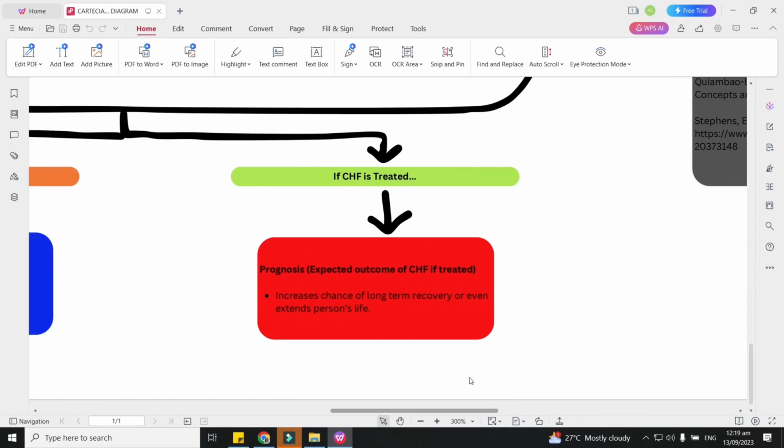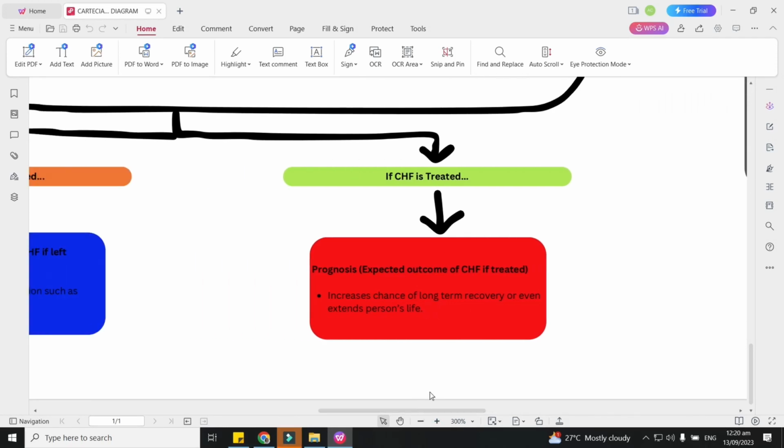But if the family member and the patient go for treatment, the prognosis, or the expected outcome, increases the chance of long-term recovery, or even extends the person's life. When we say long-term recovery, the patient may enjoy more years or even be able to eliminate this congestive heart failure through different operations, right? Pacemaker, there's a transplant now based on recent studies of the heart, right?